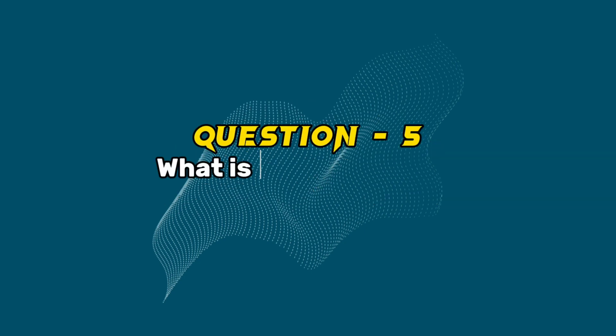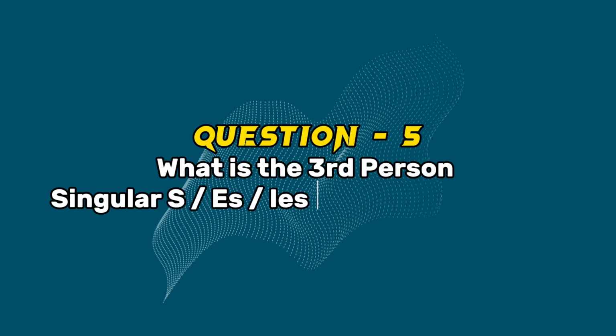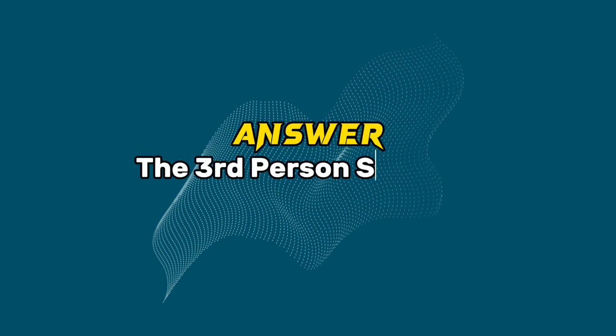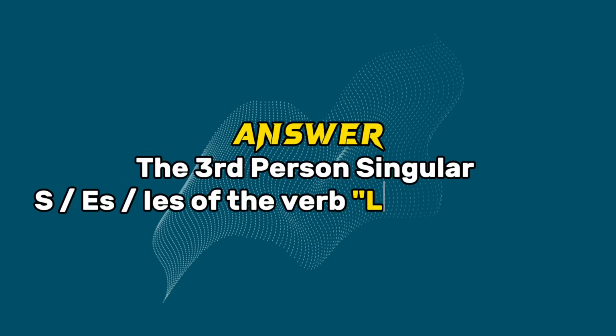Question 5. What is the third person singular simple present of the verb lay? Answer. The third person singular simple present of the verb lay is lays.